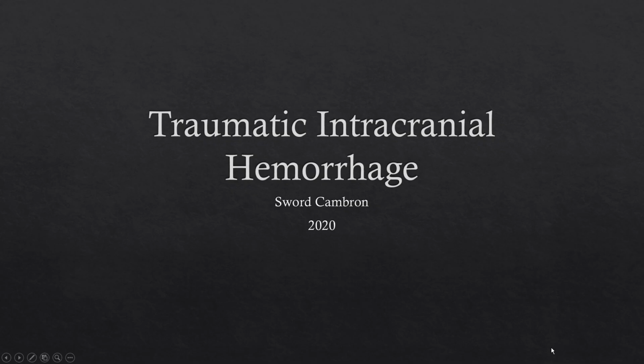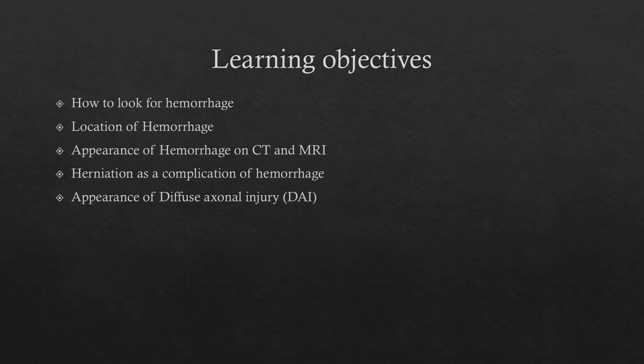Hello everybody. Today we're going to be talking about traumatic intracranial hemorrhage. We're going to discuss how to look for hemorrhage and how to determine what location a hemorrhage is in. We're going to look at the appearance of hemorrhage on CT and MRI. We're going to briefly touch on herniation as a complication of hemorrhage, and we'll look at diffuse axonal injury, which is a specific hemorrhage pattern.